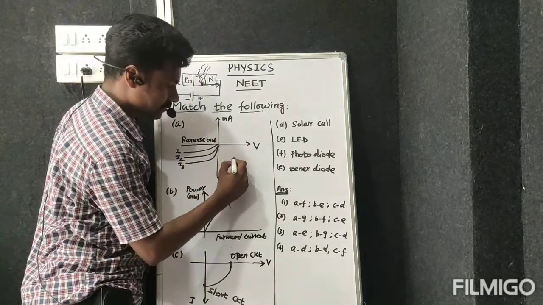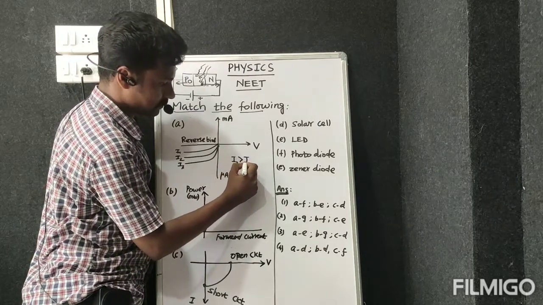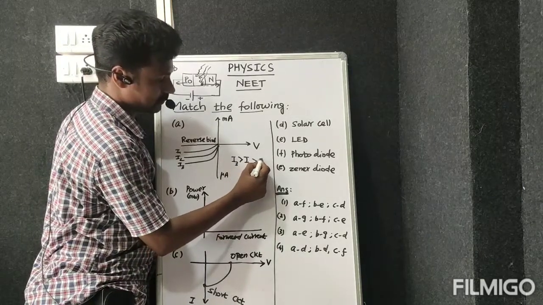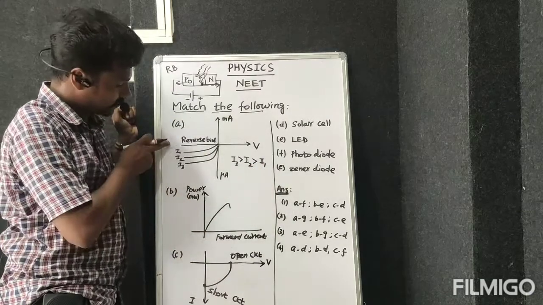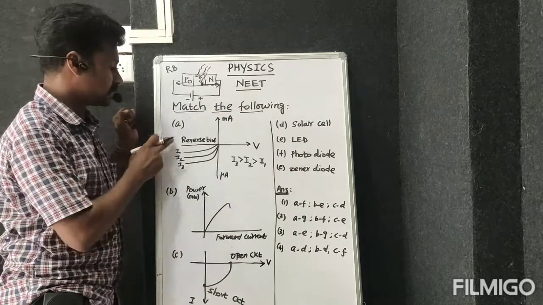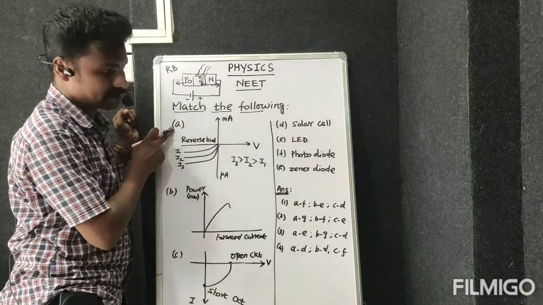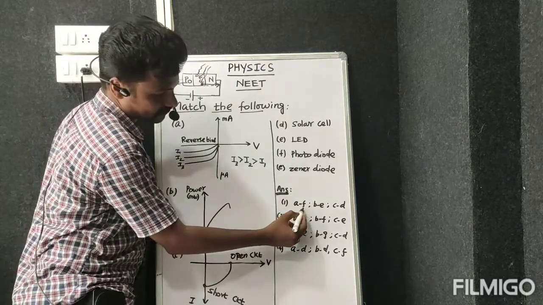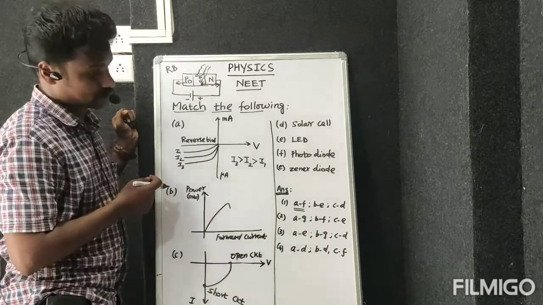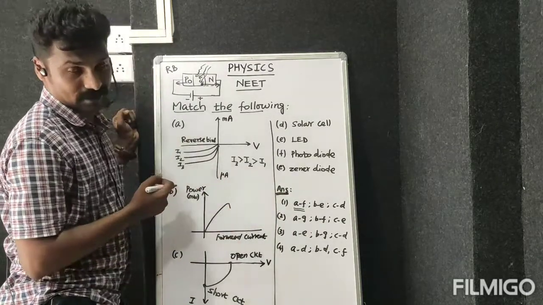So here we can say intensity of light 3 is greater than intensity of light 2. Intensity of light 2 is greater than intensity of light 1. So when the light intensity is increasing, the reverse current also increases, so this purely depends upon the photodiode. So A is F. A is F means immediately we can say option A only, the first option is suitable. So exactly option A only is correct.